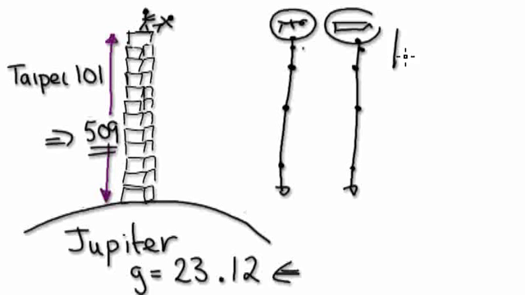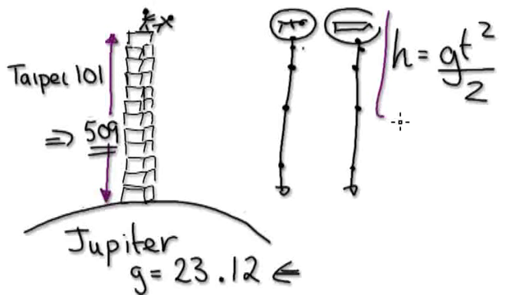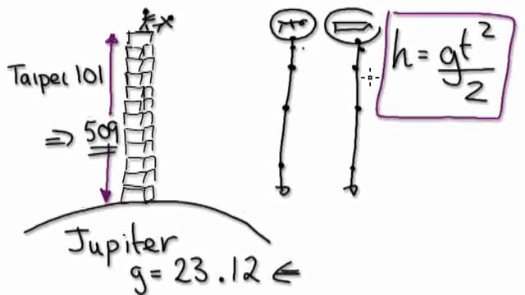Remember, always start with the formula H equals GT squared over 2. Remember, we don't know how physicists manage to work this out. We just learn how to use this formula. So use this formula to find out how long it takes for you to reach the ground. Press pause and have a go.